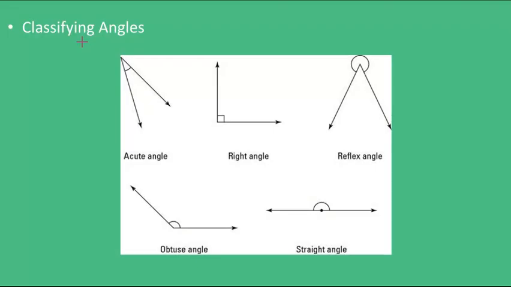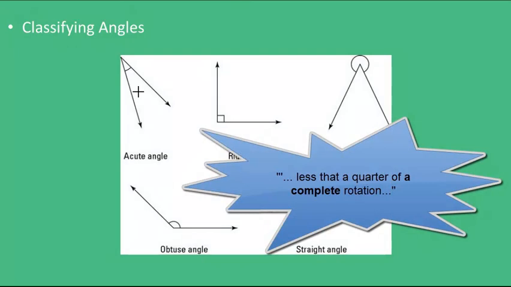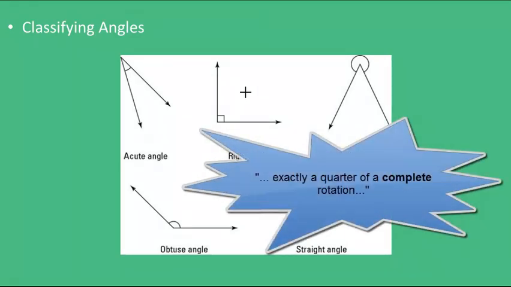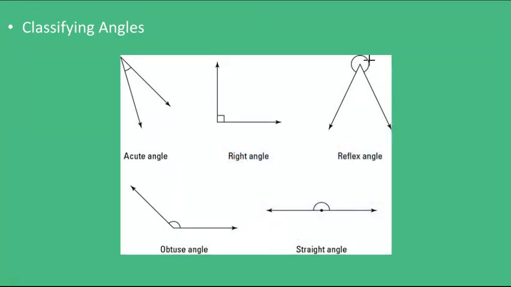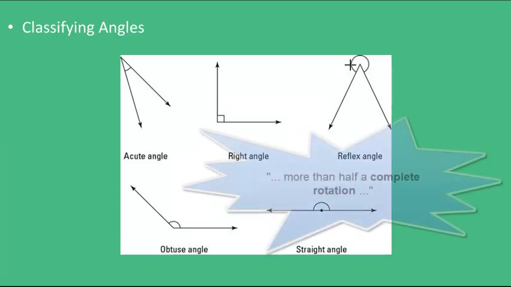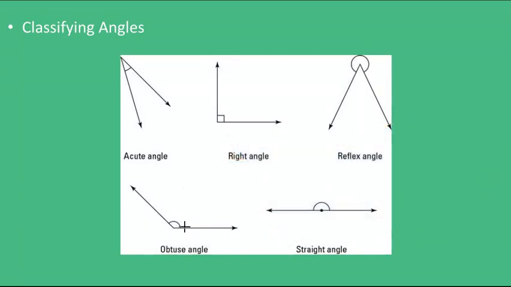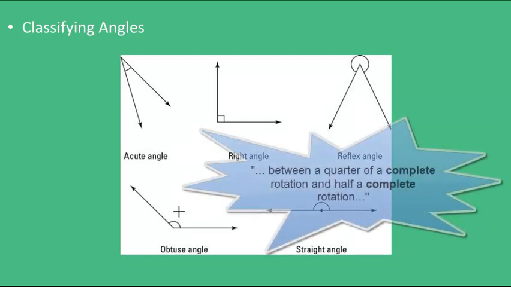Before we leave this video, let's just look at some classifications. If an angle is less than 90 degrees, in other words, represents less than a quarter of a rotation, it's said to be an acute angle. If the angle represents exactly a quarter of a rotation, it's said to be 90 degrees. If we're referring to an angle that's more than 180 degrees, in other words, more than half a rotation, that angle is said to be a reflex angle. If the angle is between 90 and 180, in other words, between a quarter of a rotation and half a rotation, it's said to be an obtuse angle.